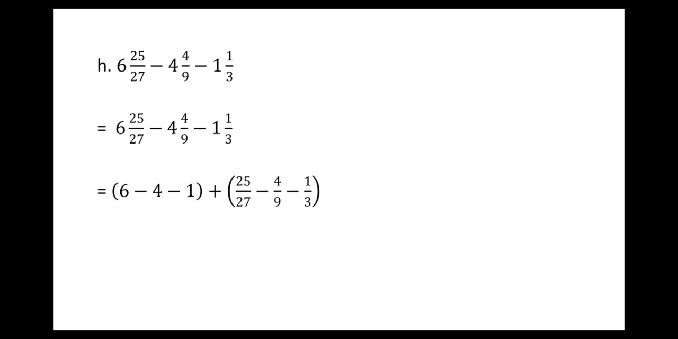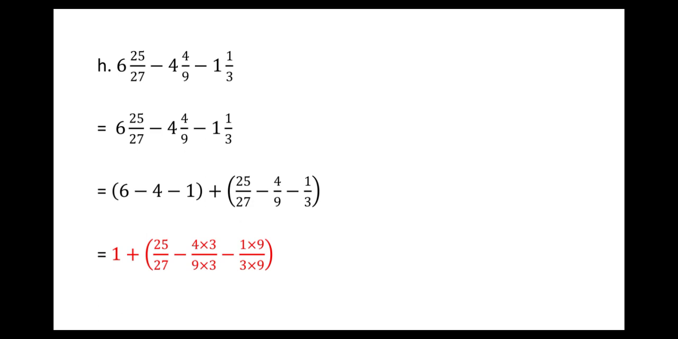Okay ji, in our first step we write the fractional part separately and the whole part separately. So first of all we subtract the whole part. 6 minus 4 minus 1 we get 1. Now in this question you can check the denominators that are 27, 9 and 3. So here we don't need to take an LCM because you can see that 27 is a multiple of 9 and 27 is a multiple of 3 also. So we directly multiply these fractions with the numbers 3 and 9.